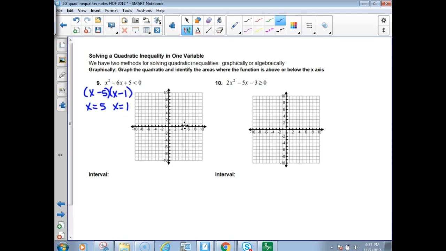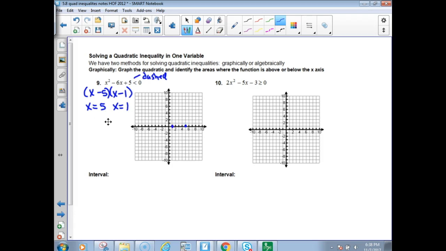So 5 is one of the points. This is a less than, so they're not actually included. They are actually, it's going to be dashed. Okay, so oops. This is dashed. My pen got stuck there for a second. And 1 is the other.